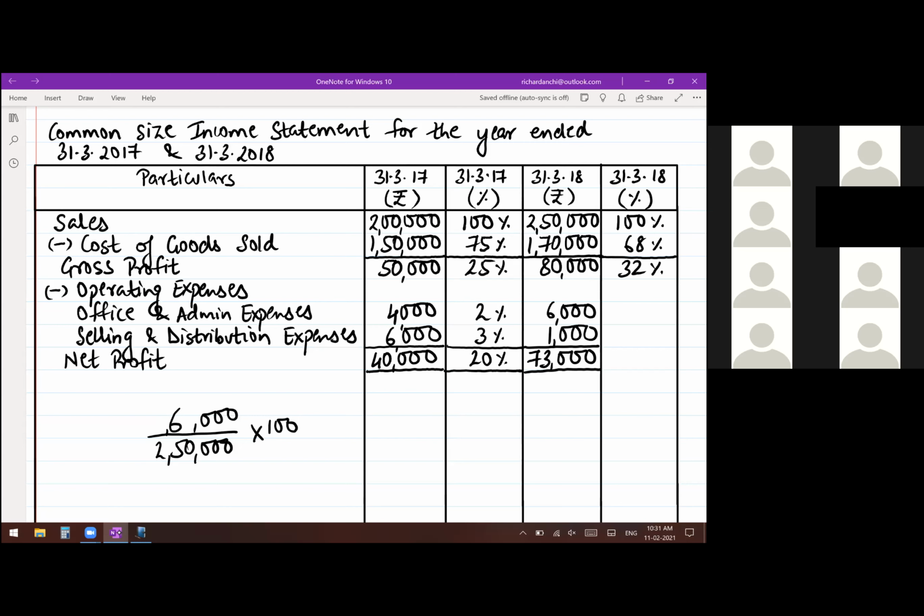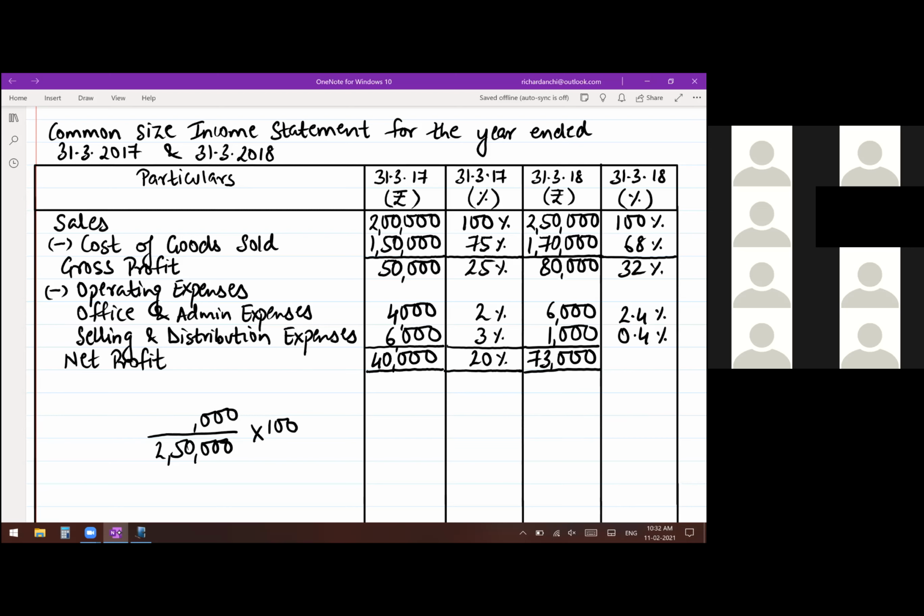Move on to the next, office and admin expenses, which is 6,000. 6,000 divided by 2,50,000 into 100. 2.4%. That's right. And finally, selling and distribution, which is 1,000 divided by 2,50,000 into 100. 0.4%. Correct.